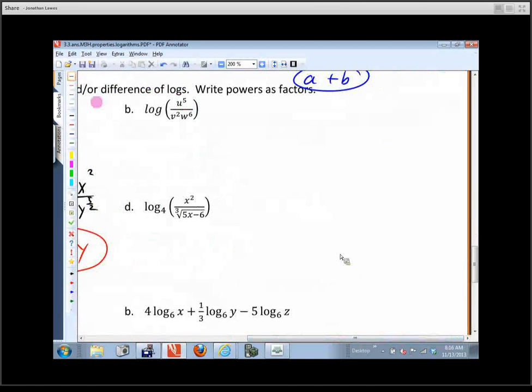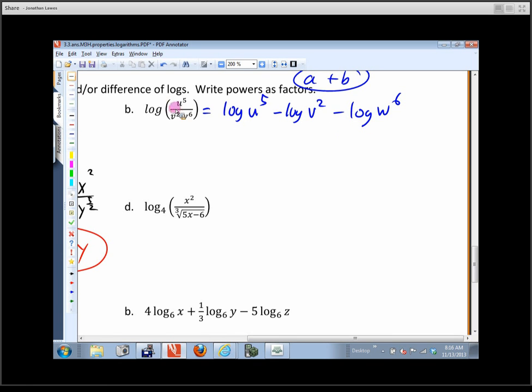We're going to write this as a bunch of different logarithms. So I'm going to write the log of u to the 5th minus the log of v to the 2nd minus the log of w to the 6th. Okay? Anything I'm dividing by has a negative in front of it.